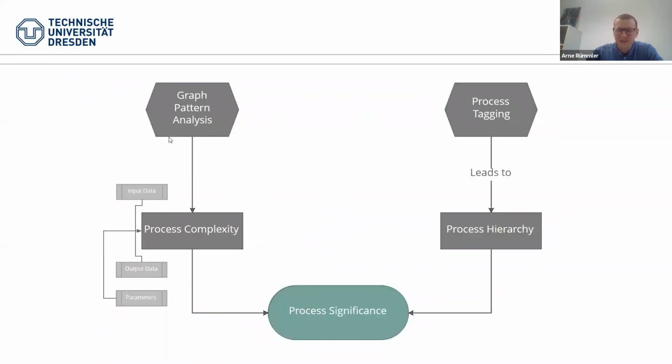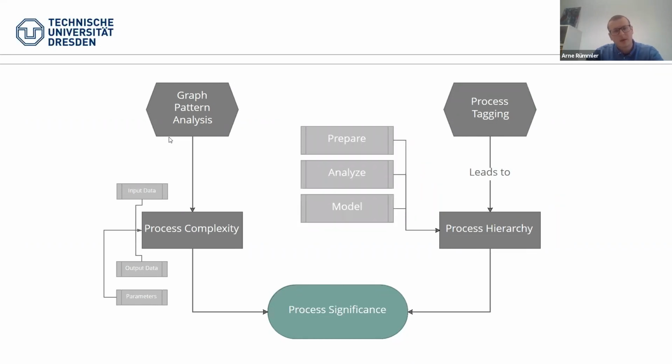After we established an individual complexity value for each process, we go ahead and need to tag each process with a category. And then if we have a geospatial category assigned to each process, we can match those categories to a hierarchy which consists of 3 levels. I call these levels prepare, analyze, and model, where model is the highest level of the hierarchy.